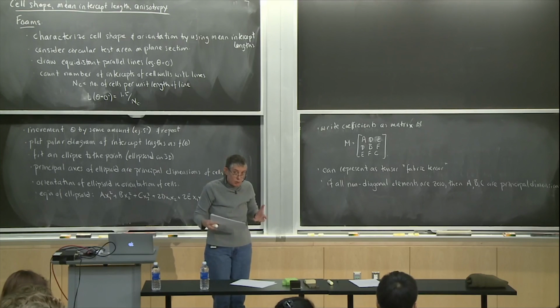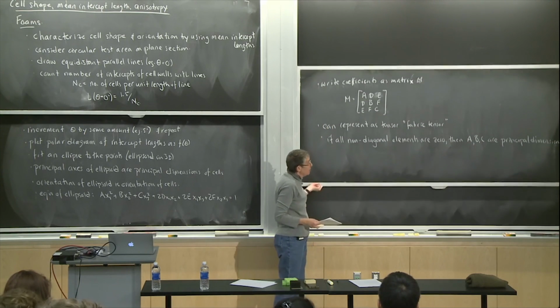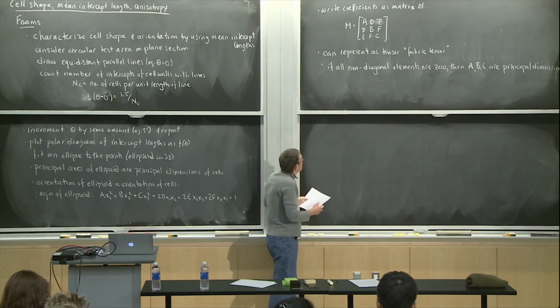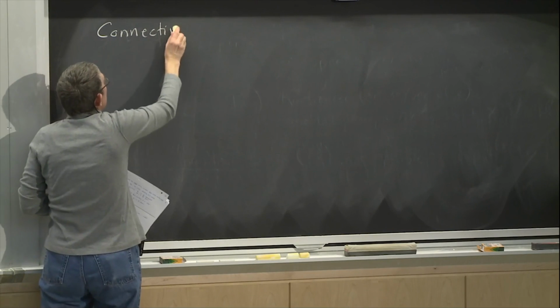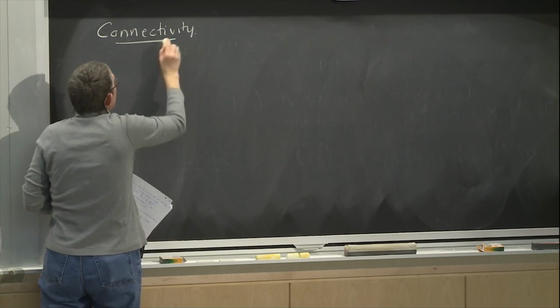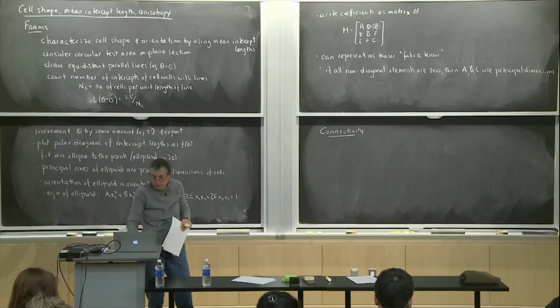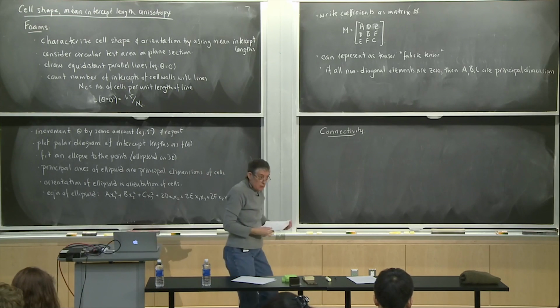So are we good with how this works? It's kind of a crank and churn kind of thing, but it gives you a way of characterizing the cell shape and the orientation of the cells in the foams. Okay.